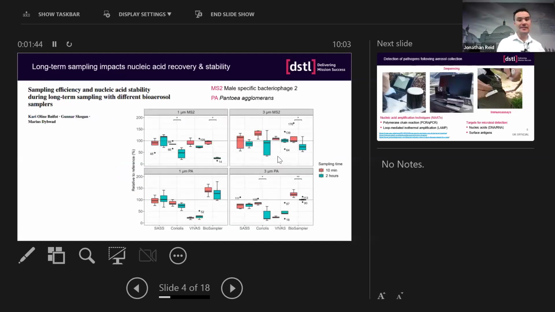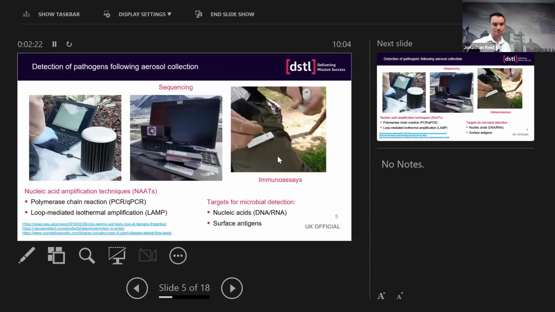So just to highlight some of the data that's in the literature, this was a study that was conducted fairly recently, and this group compared a number of different samplers, which included both filter-based collection methods and liquid-based collection methods. And they looked at the aerosol stability and recovery of those. What they showed across both types of technology, both filter and liquid-based collection, was that long-term air sampling over a period of 2 hours impacted nucleic acid recovery and its stability.